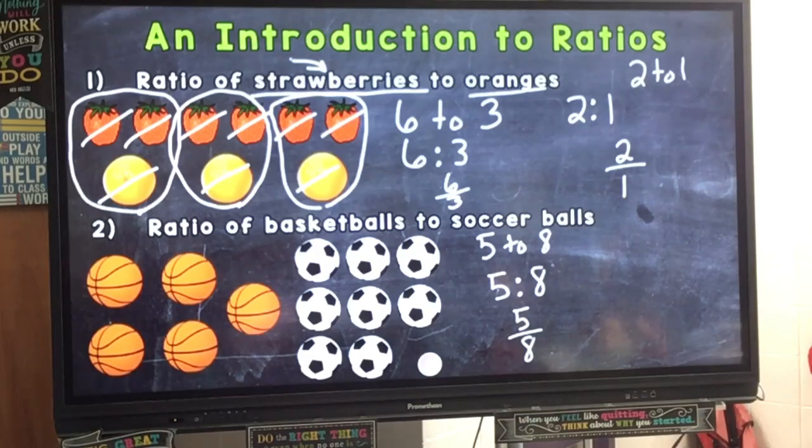So there you have it. There's our introduction to ratios. We learned about what a ratio is, and then a few different ways we can write ratios out.